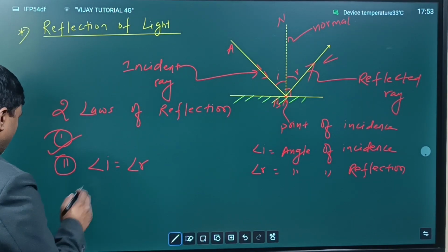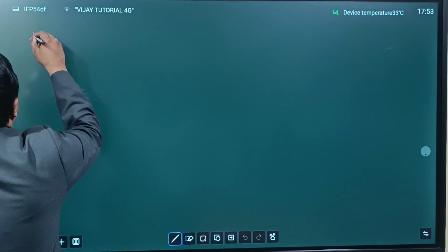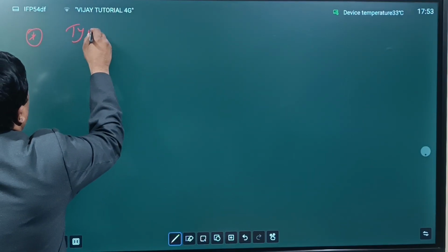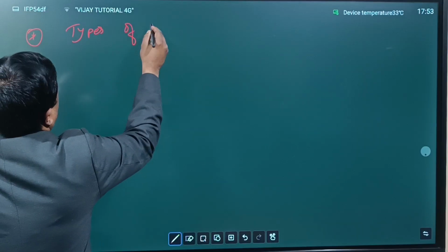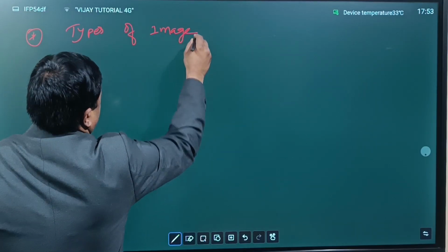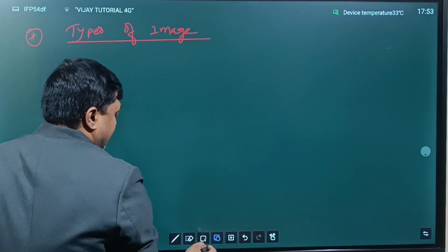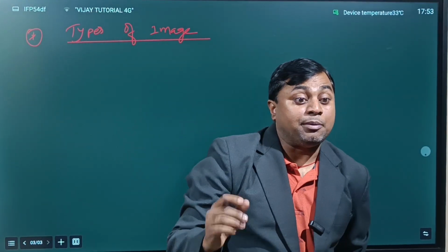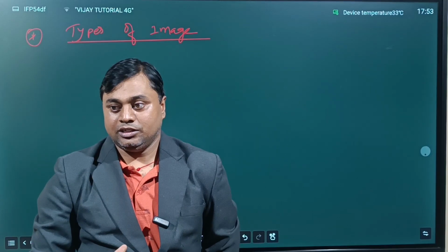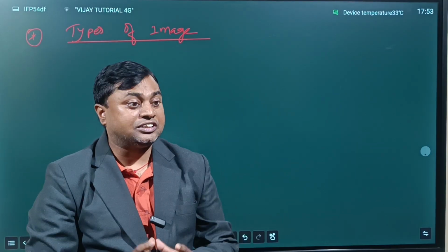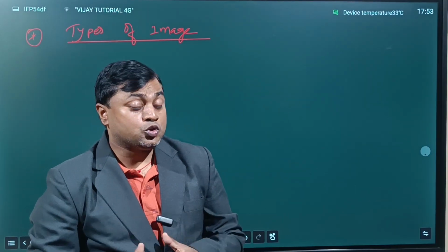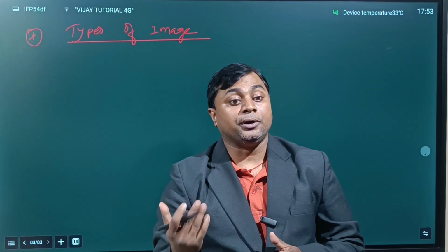Next, we talk about types of image. Try to understand types of image. Generally, there are two types of image. One is the real image, the other is the virtual image. A real image is an image which can be obtained on the screen. Yes or no? What is a real image? The image which can be obtained on the screen. A virtual image is the image which cannot be obtained on the screen.